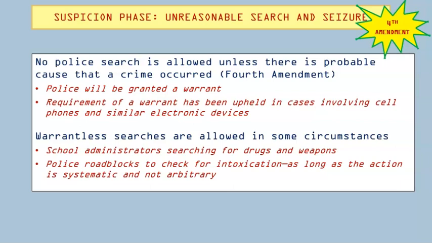It says next, warrantless searches are allowed in some circumstances, such as school administrators searching for drugs and weapons. And so they'll bring the dogs and the different people in. I've seen that occur. And then you also have police roadblocks to check for intoxication, as long as the action is systematic and not arbitrary.